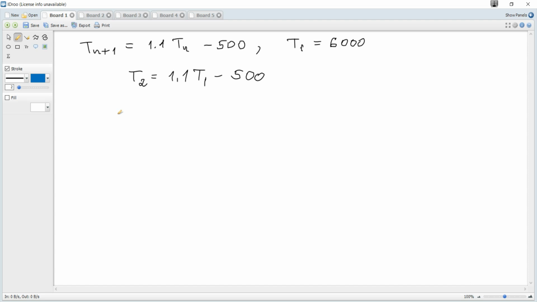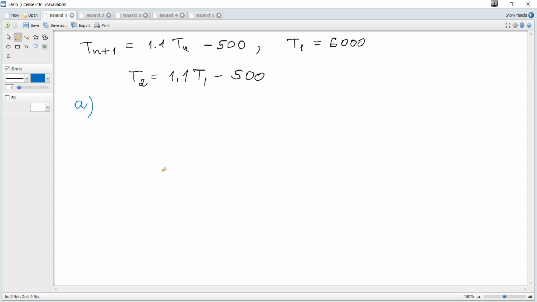Therefore, the relationship between Tn, the predicted number of trout at the start of year n, and Tn plus 1, the predicted number of trout at the start of year n plus 1, is given by this formula. For example, the predicted number of trout at the start of the second year is given by T2 is 1.1 times T1 minus 500. Question A.